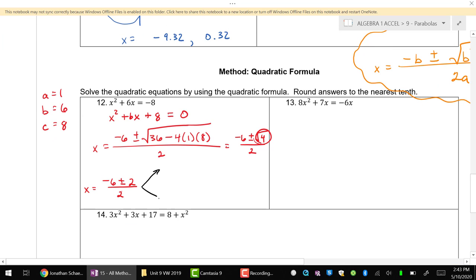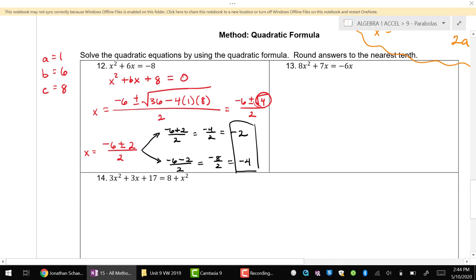I'm going to draw a little double arrow here and branch off. Up here, we'll do negative 6 plus 2, all divided by 2, or negative 4 divided by 2, which gives me negative 2. Don't forget negative 6 minus 2, all over 2. Negative 8 in the numerator for an answer of, that'll be negative 4. So negative 6 plus 2, all divided by 2, and then negative 6 minus 2, all divided by 2. These are my answers, negative 2 and negative 4.